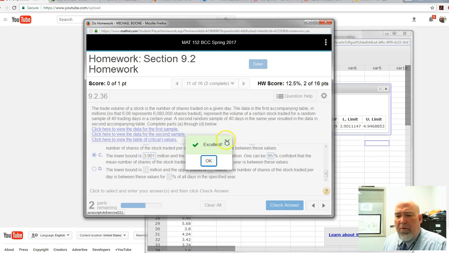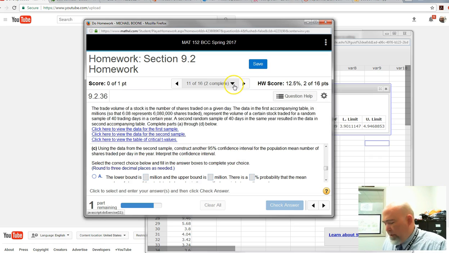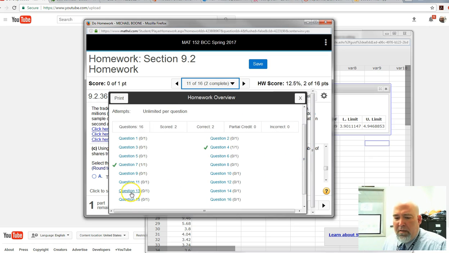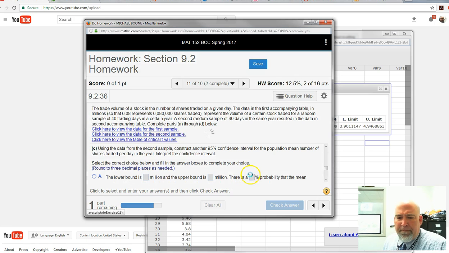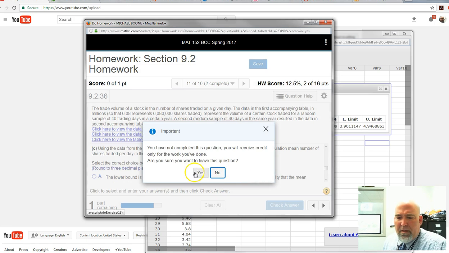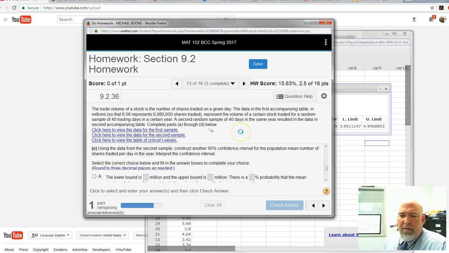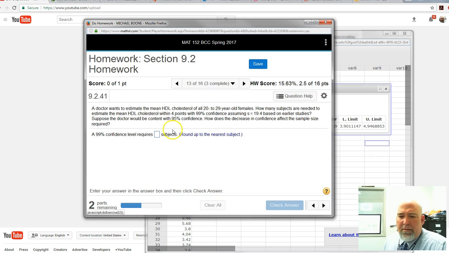One more from the homework. The rest are maybe dealing with the second sample. So I wanted to look at one more problem, and it was number 13. So this one was dealing with subjects, right? So a sample size. We're going to do that similarly to what we did previously.